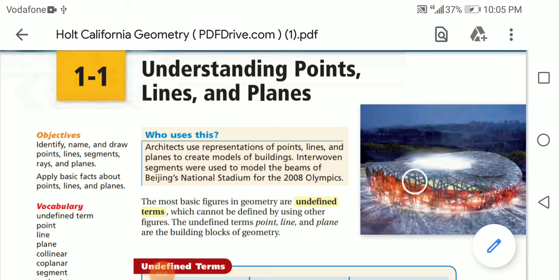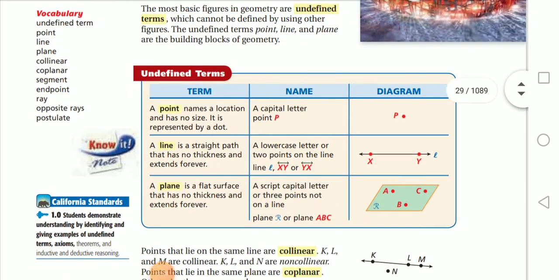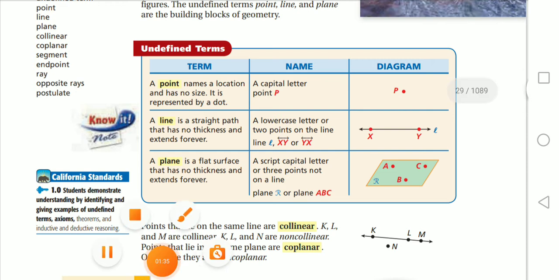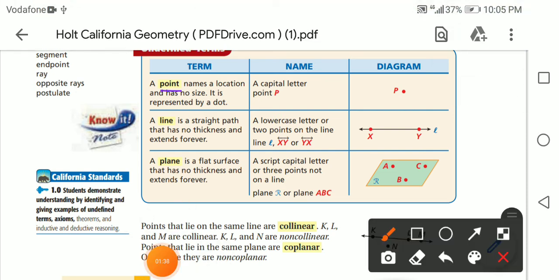So as you see here, I have this table. I have a point. A point is what? A point names a location and has no size. And I know that all of you know this information, but it's important to ensure that you have got all the information now. A quick review about the point. The point here names a location, and has no size. It's represented by a dot, as you see here.